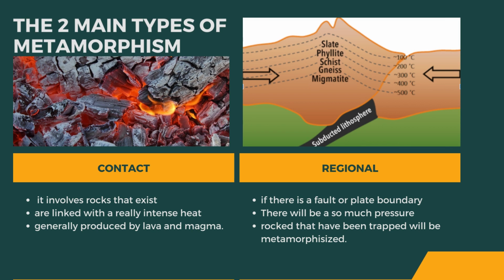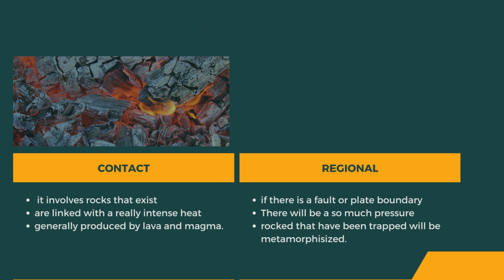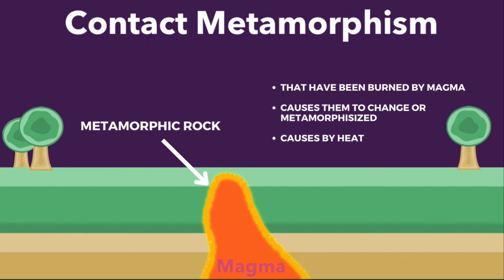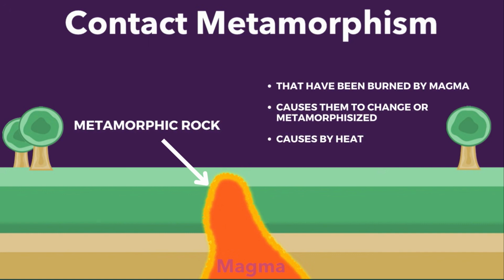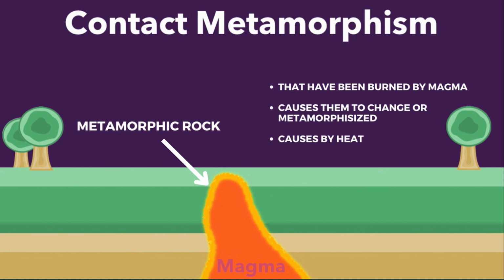Contact metamorphism. The reason why it is called contact is because it involves rocks that exist and are linked with really intense heat, which is generally produced by lava and magma. All of the existing rocks will be burned by the heat of magma, and that burning causes them to change and metamorphose into something new. So basically, contact metamorphism happens when magma contacts an existing body of rock. When this happens, the existing rock's temperature will rise and it will be infiltrated with fluid from the magma, which means the area affected by the contact of magma is usually small.